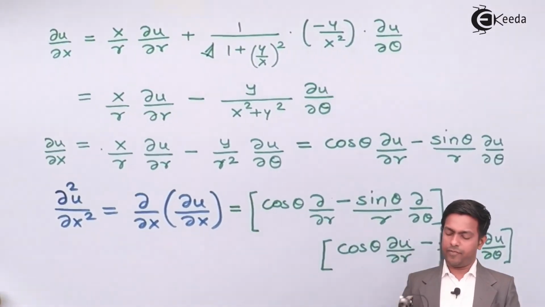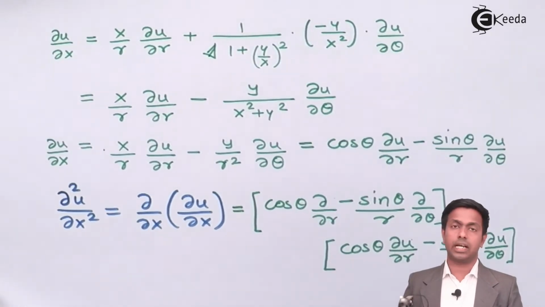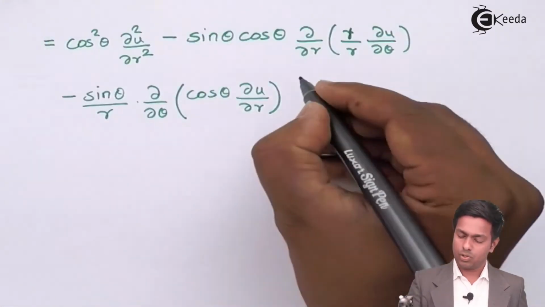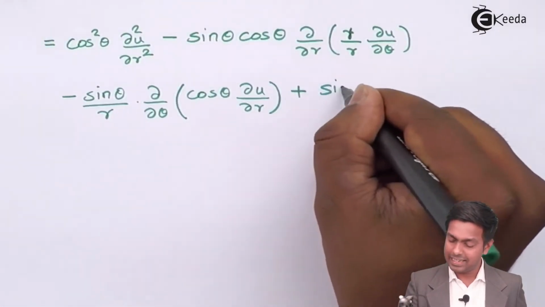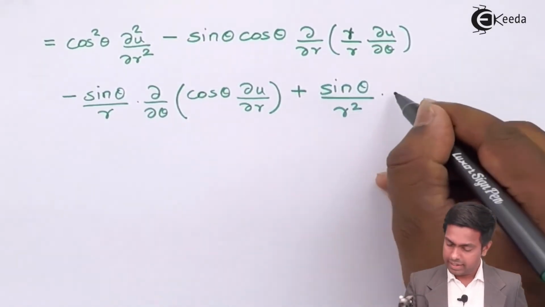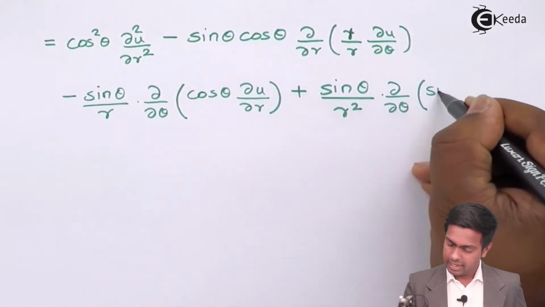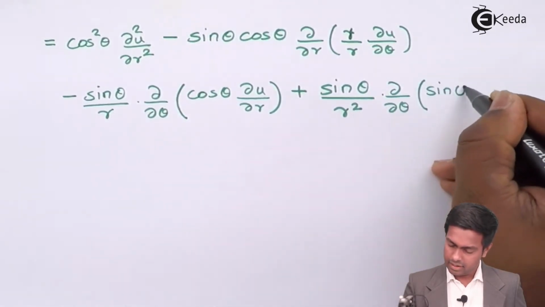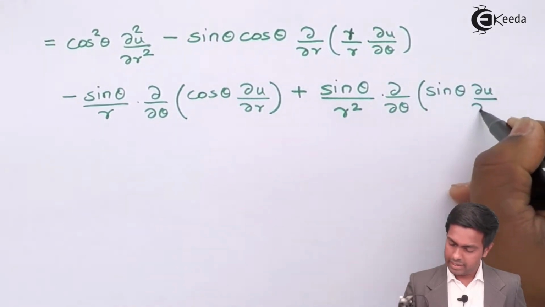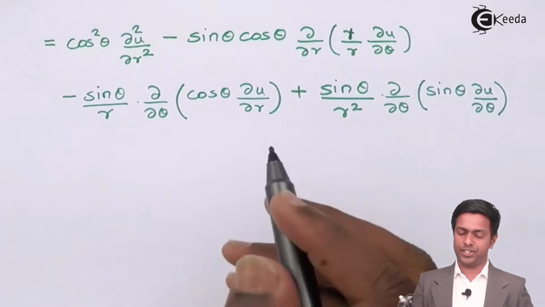Similarly, if I differentiate this second term with respect to theta, now 1 upon r is constant, I can take it outside. This minus and minus will become positive. So positive sin theta upon r square into del by del theta of sin theta into del u by del theta. Now guys, let's start with the differentiation.